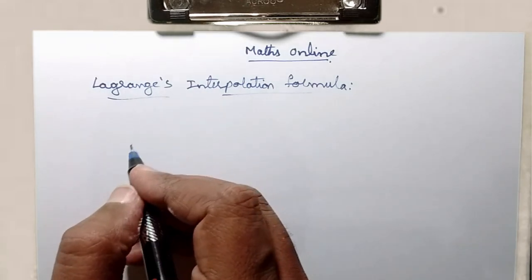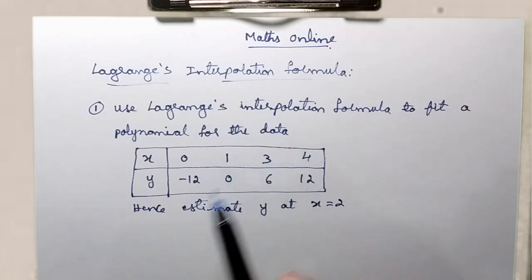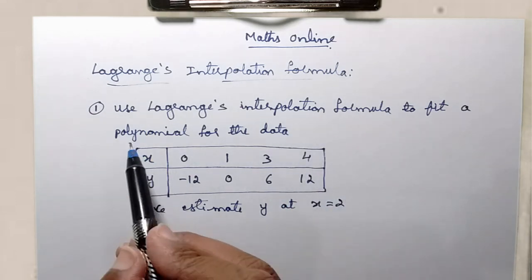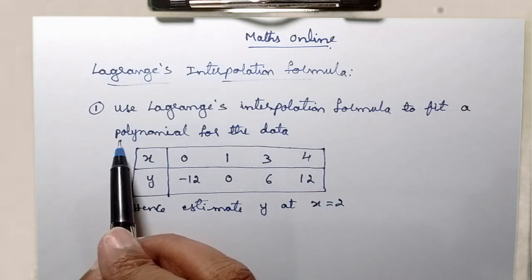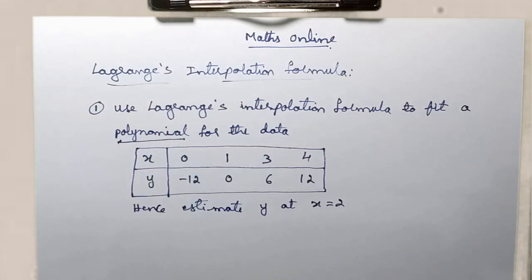So let us take the first problem today. Use the Lagrange interpolation formula to fit a polynomial for the data and hence estimate y at x equals 2. So we need to find out the polynomial, so the x value should not be substituted. Therefore you have to express it in the form of the polynomial.